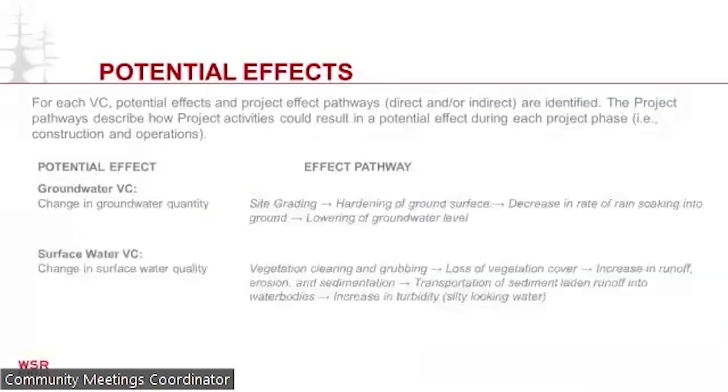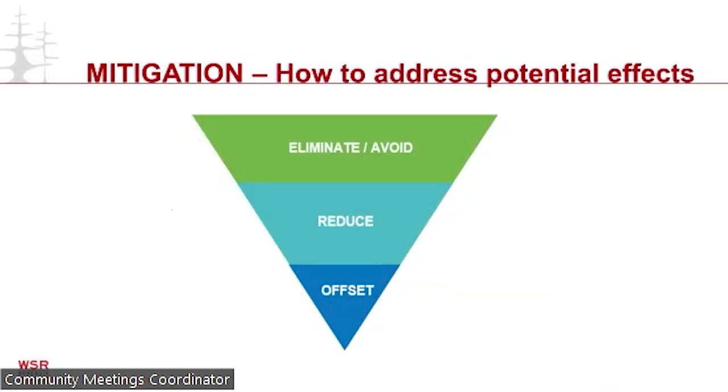Existing conditions for each of the VCs are described through background research, engagement and consultation, and field studies. For each valued component, we look at potential effects and pathways, meaning how it happens and the route followed. For example, grading or reshaping the land as part of the project usually hardens the ground, making it harder for rain to get into the soil and lowering groundwater levels. Mitigation can be done in different ways: elimination of effects, reduction in control of effects, and offsets, where improvements can be made elsewhere to improve fish habitat, for example.